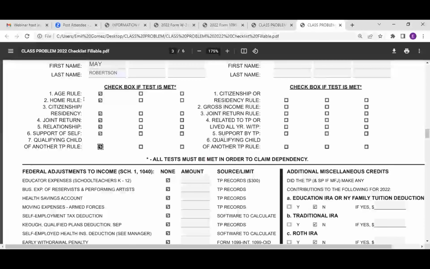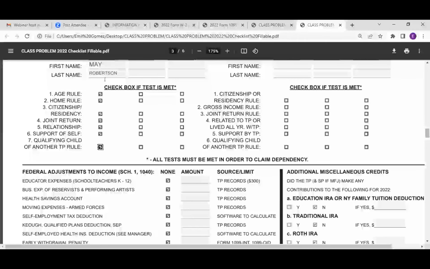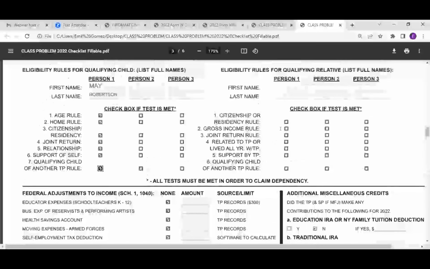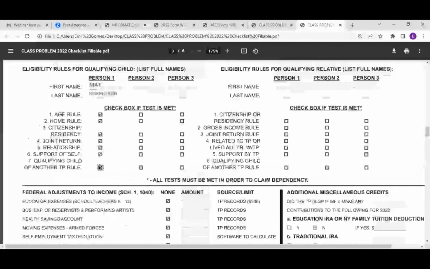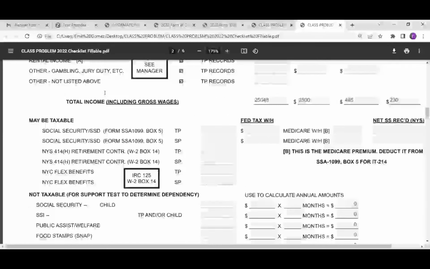Look what it says here. All the tests must be met in order to claim the dependency. So in other words, whoever's listed here on the qualifying child side, whoever's listed here on the qualifying relative side, has to meet all of these rules. All of these boxes have to be checked in order for the person listed here or here to be claimed as either a QC or QR. Remember those terms? All right. So May, based on our understanding of the tests, meets all the tests. So May, we can safely say, is a qualifying child of April.